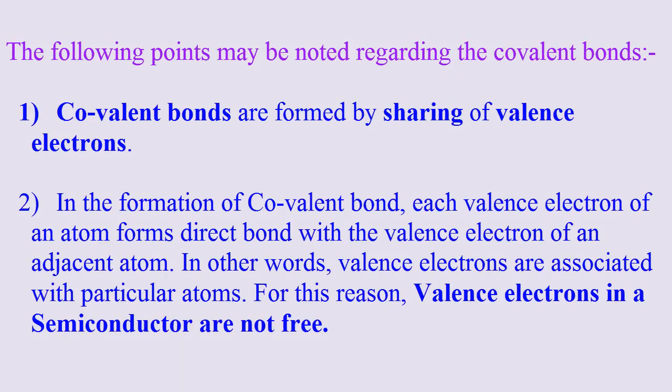The following points may be noted regarding the covalent bonds. Covalent bonds are formed by sharing of valence electrons. In the formation of a covalent bond, each valence electron of an atom forms direct bonding with the valence electron of an adjacent atom. In other words, valence electrons are associated with particular atoms. For this reason, valence electrons in a semiconductor are not free.